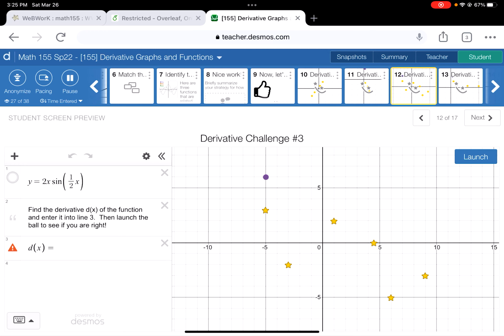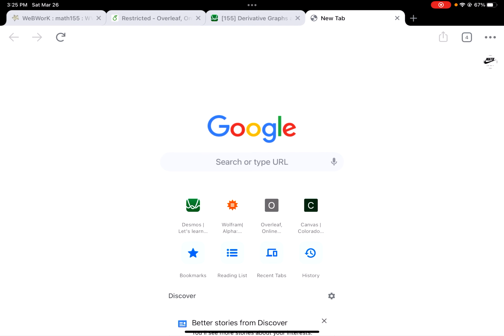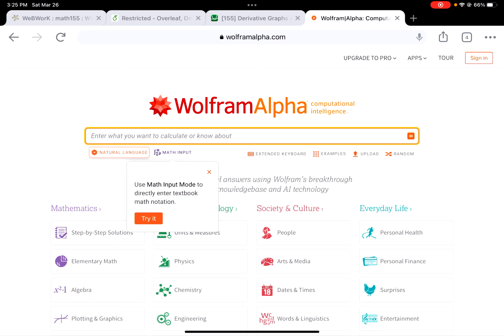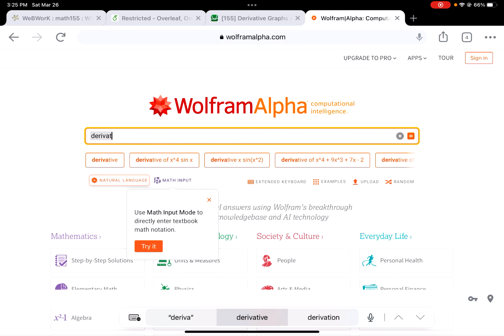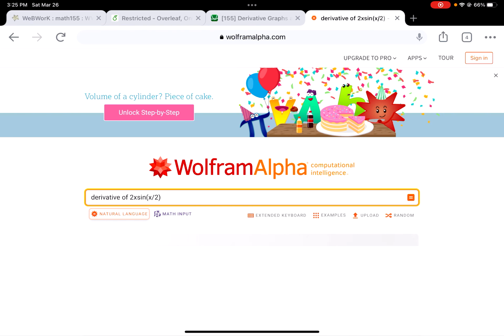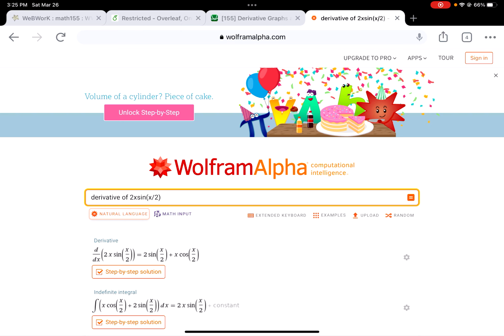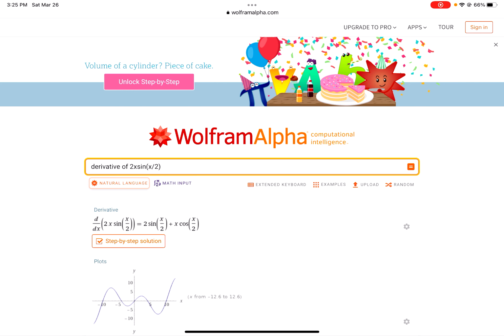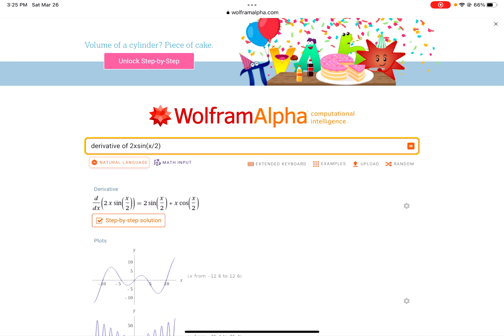Now I just want to show you a resource that you can use when you're stumped and you just want to check your answer quickly. Oh, actually I already had it here, Wolfram Alpha. You can see that URL at the top. I can ask it to compute the derivative of 2x times sine of 1/2 x, but I'm just going to write it as x over 2. And it thinks, and here you go. The derivative, we can see it right here in the first line. It's 2 sine of x over 2 plus x times cosine of x over 2.